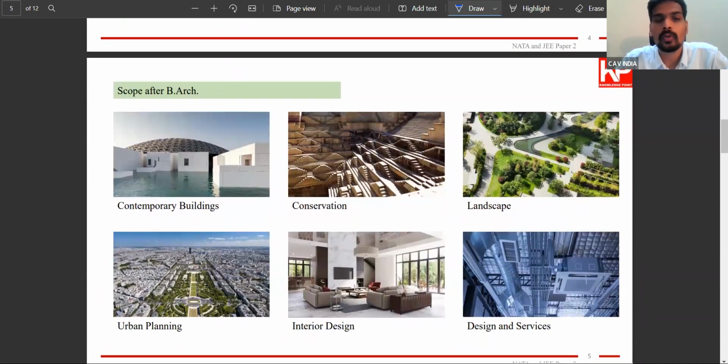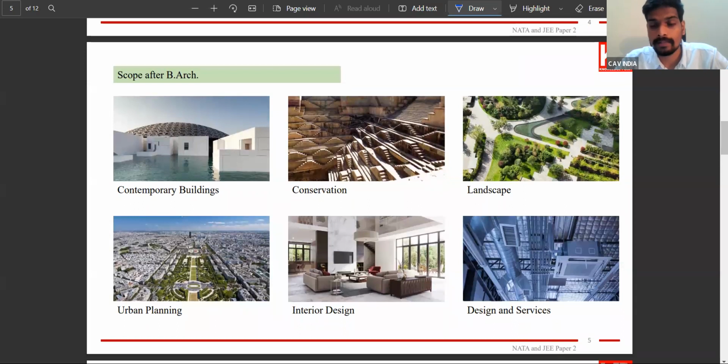Now, coming to the scope after bachelor's, many people have this doubt. Okay, we do a course for 5 years in architecture. What is it exactly we do after that, right? There are two things. You can obviously get specialized in a particular area. You can do your masters, not only in India, but across the world. It is now almost becoming a standard.